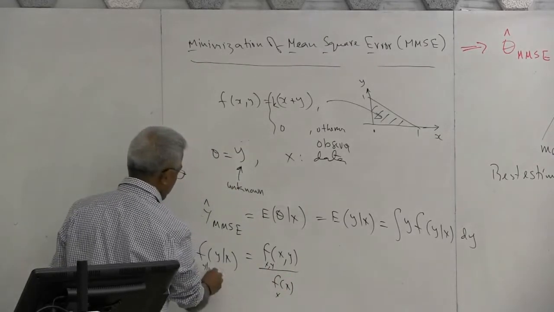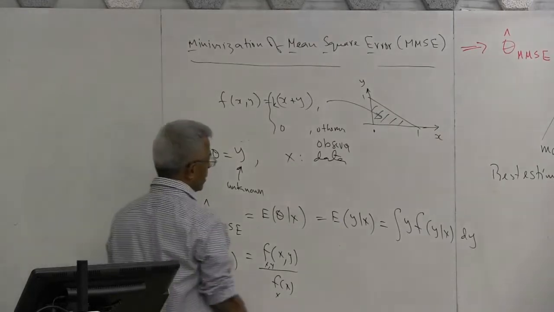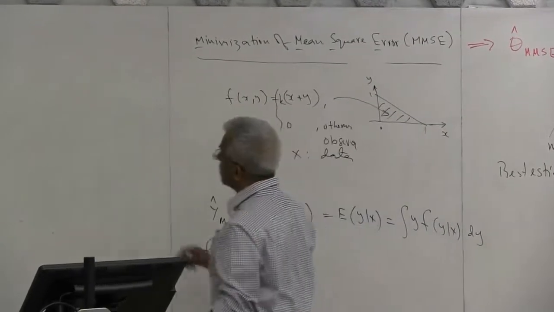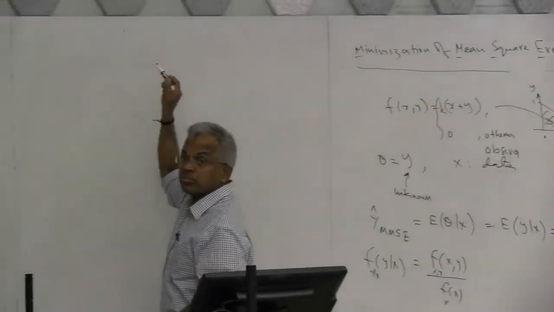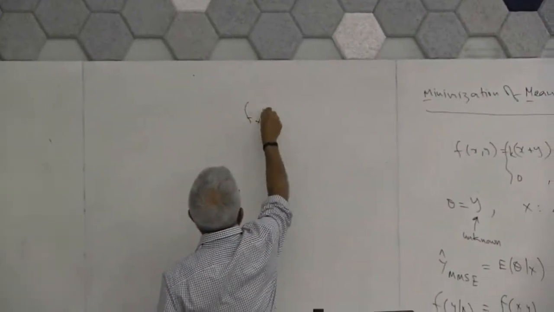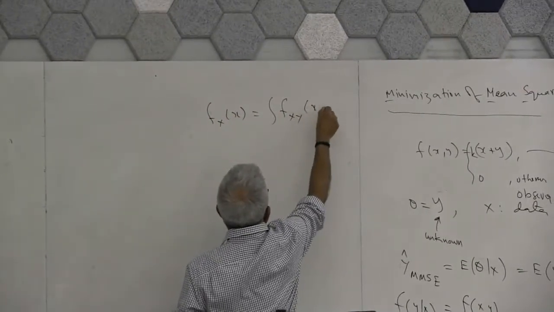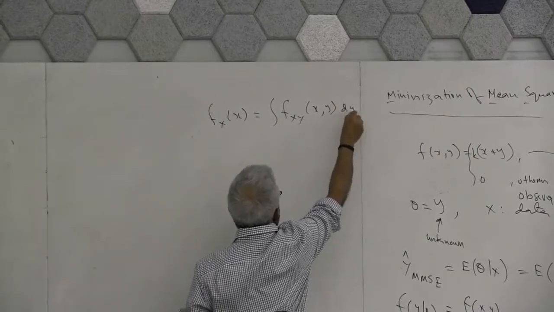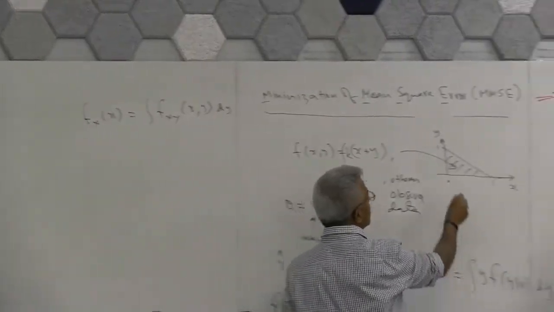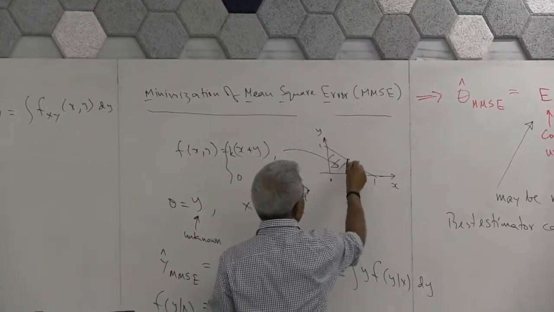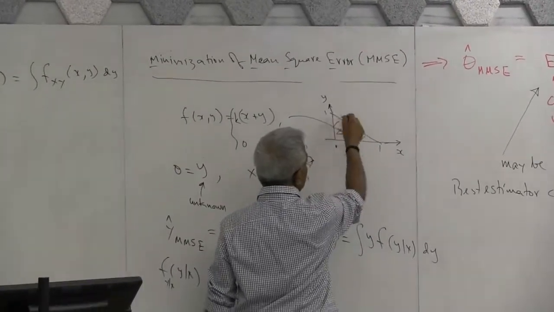So this is f(y|x). And how about f(x)? f(x) is, you integrate out f(x,y), right? You integrate out y. So look here, x is given. So when x is given, y goes here. y doesn't go from 0 to 1.